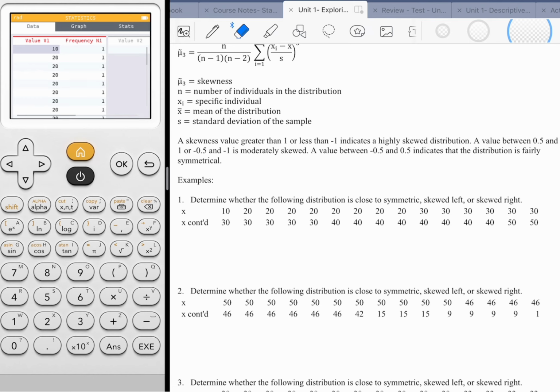I can tell you that the first data set here corresponds to the first data set on the next page. Each set has the same sets of data.